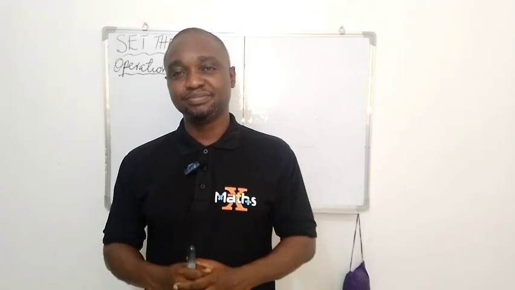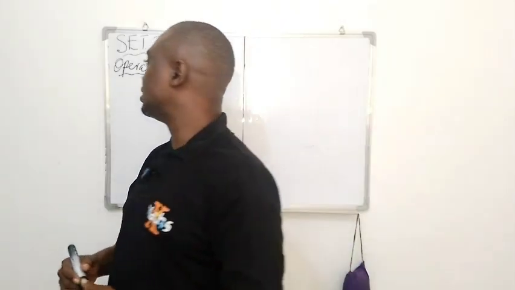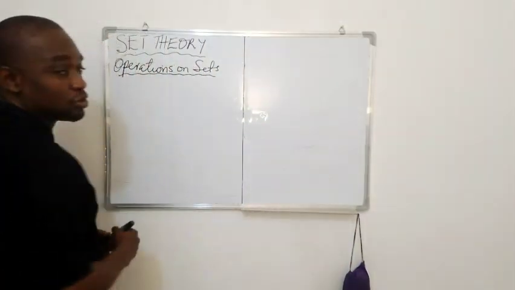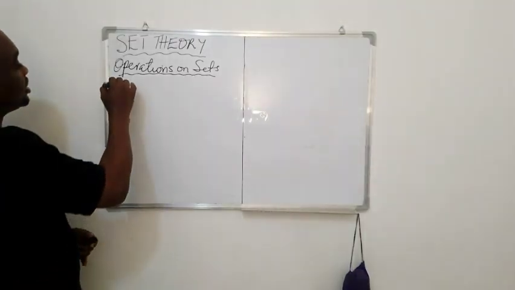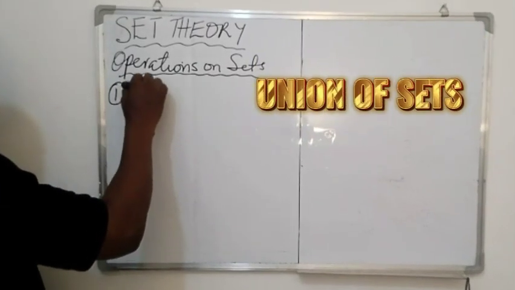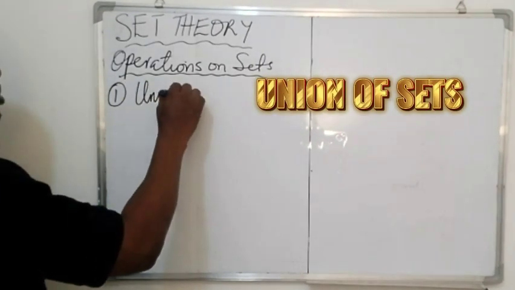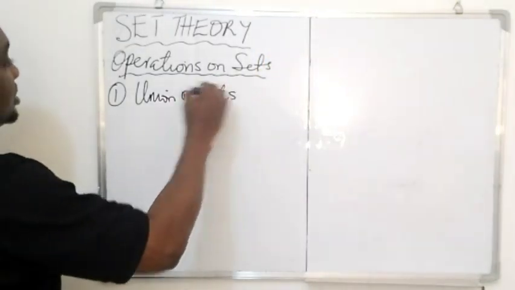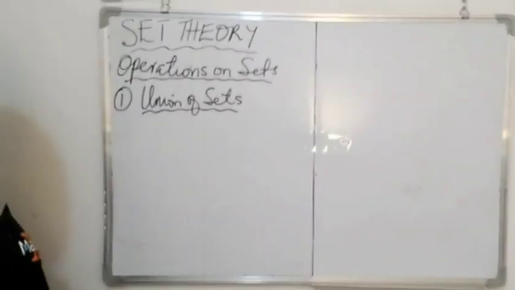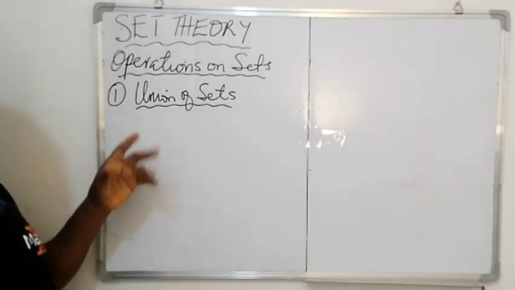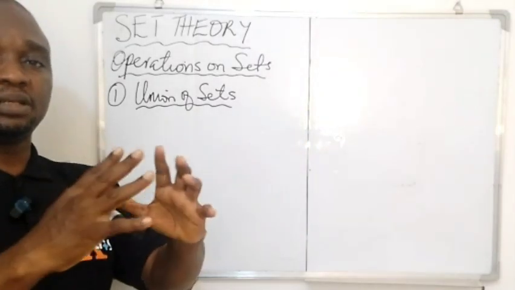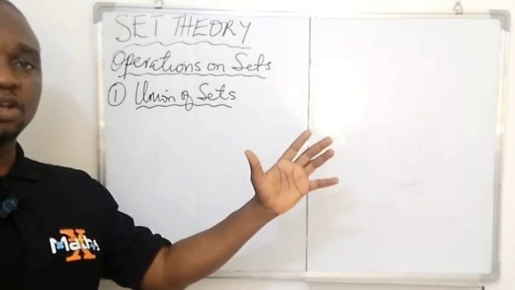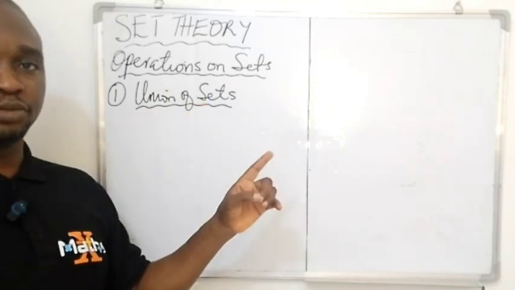Happy viewing. The first operation involving sets I want us to talk about, my dear students and viewers, number one, is called the union of sets. The union of two or more sets is a combination of all the elements in the sets without repetition.